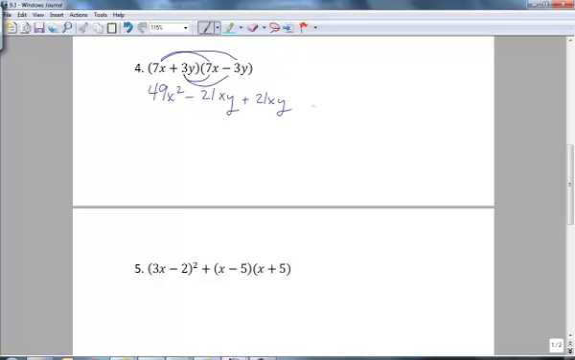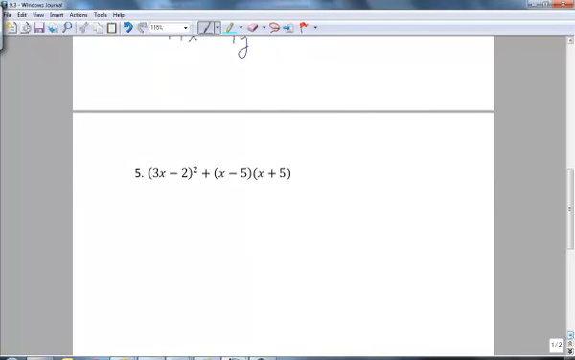Lastly, we've got 3y times negative 3y. That would be minus 9y squared. So when you go to add your middle terms, notice that they add out. Negative 21xy plus 21xy is just 0. So 49x squared minus 9y squared would be your final simplification here.